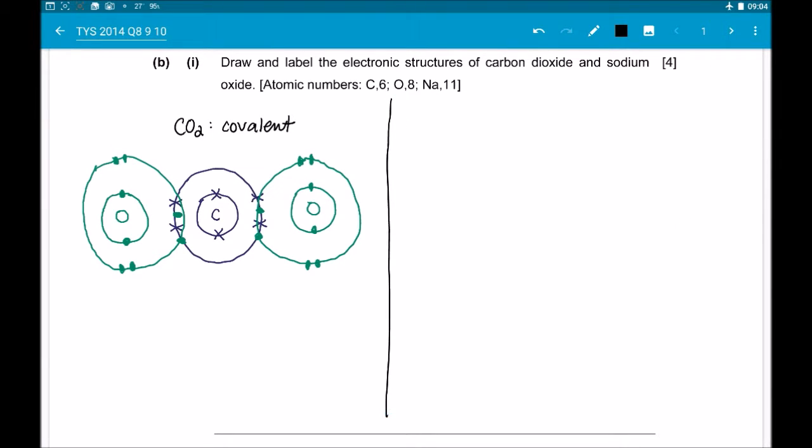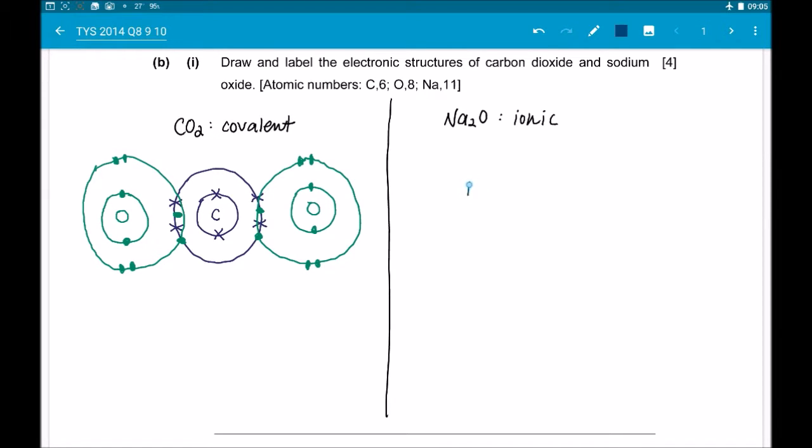Moving on to sodium oxide, the chemical formula for sodium oxide is Na2O. Sodium is a metal, while oxygen is a non-metal. Hence, the bonding in sodium oxide will be ionic. Okay, so sodium is a group 1 element. Hence, it has 1 electron in its valence shell, correct?